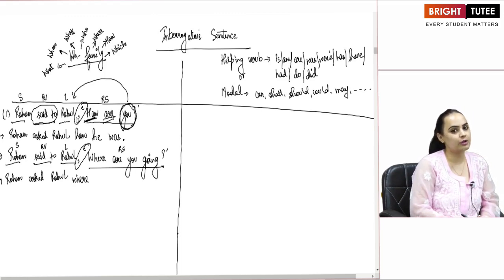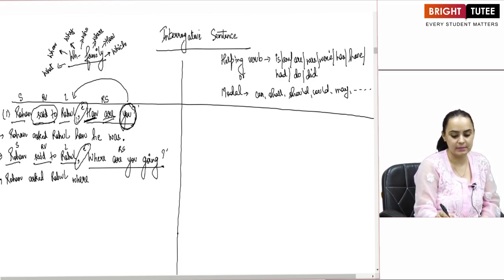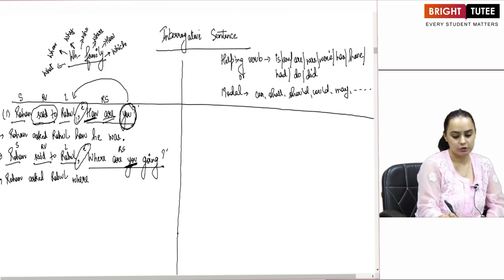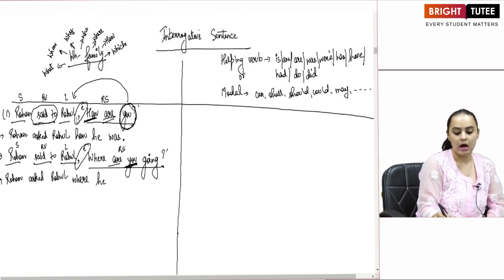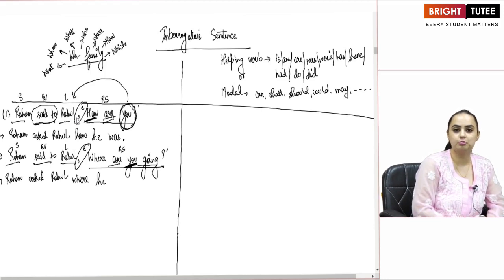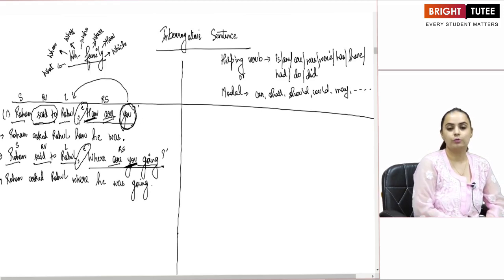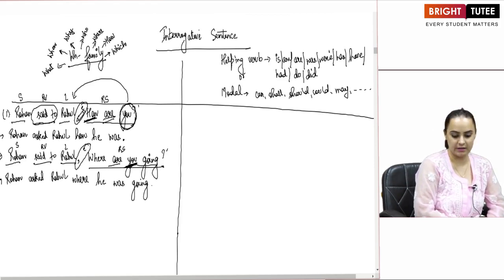Then I have to write my speaker. Who is my speaker? I am talking about you. I am asking him. So, he. Are going is present continuous. It changes to was going. So, Rohan asked Rahul where he was going.